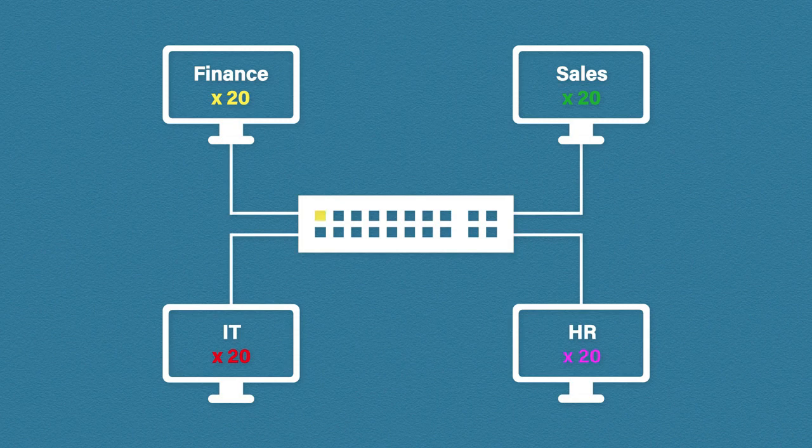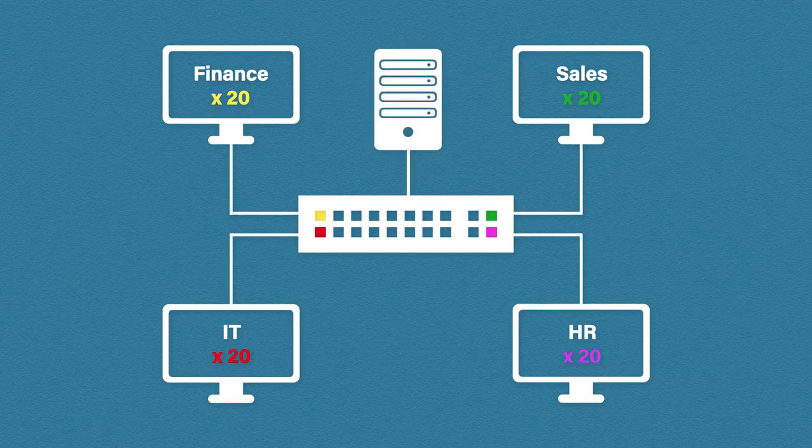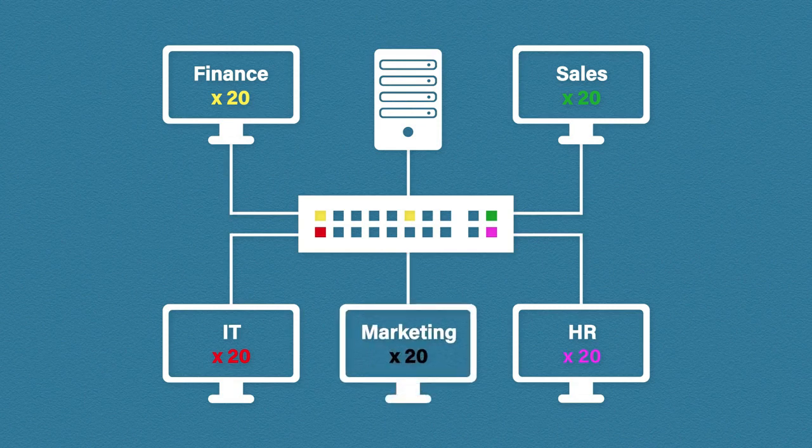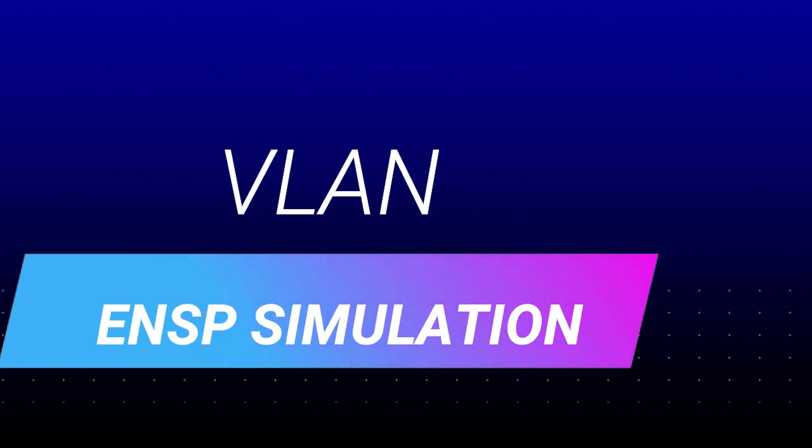In this example, finance is yellow, IT is red, sales is green, and HR is purple. I'm using colors, but in reality, you will probably use numbers such as VLAN 10, VLAN 20, etc. If we wanted to add a new finance server, then we just need to assign that interface to the finance VLAN. And communication between those two interfaces is allowed because they're on the same VLAN. If we wanted to add a brand new marketing department, then we just create that VLAN and assign it to an interface.